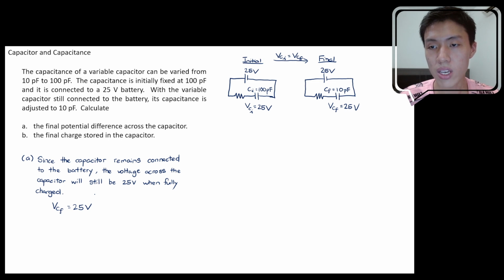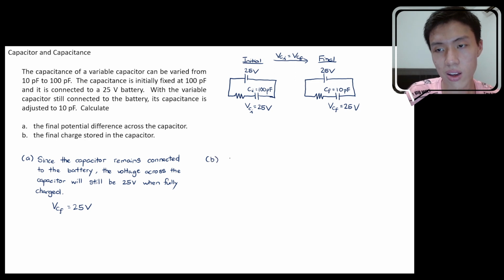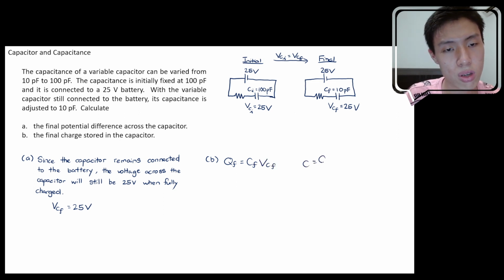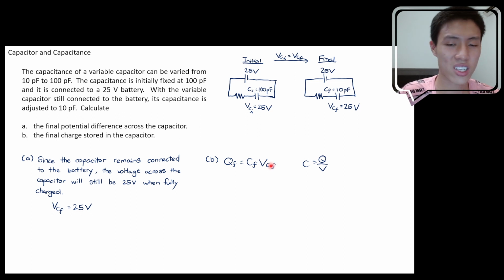Question B, the final charge stored in the capacitor. Well, I think that's a bit too straightforward. We know that Q final will be equal to C final multiplied by V across the capacitor final. It comes from the equation C equals Q over V. There are too many subscripts here already, because there's the voltage of the power supply and the voltage across the capacitor. That's why I clarify by calling it VC. Actually you can write Q equals CV, I think all of us understand.